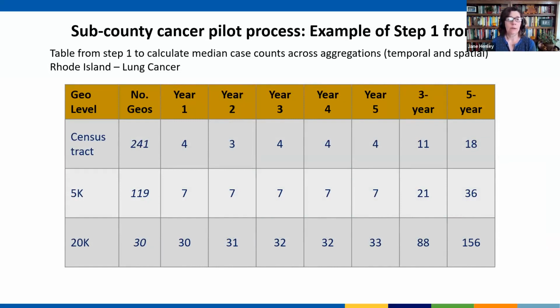Here we have an example of a completed table from Rhode Island for lung cancer. You can see that there were 241 census tracts. These did not have a large enough median case count for a single year of data, but they did seem to have for a 5-year aggregation. There were 119 5K geos, and these again did not have a large enough median case count for the single year of data, but did for a 3 or 5-year case aggregation. And for 20K, we did have enough for a single year level. Next slide, please.